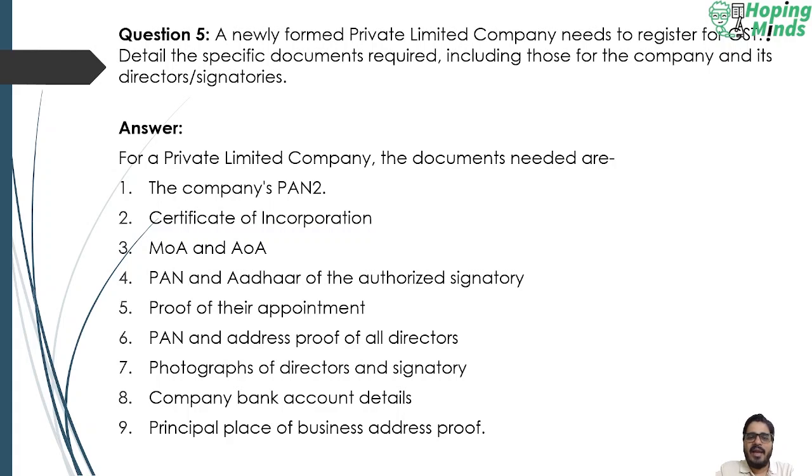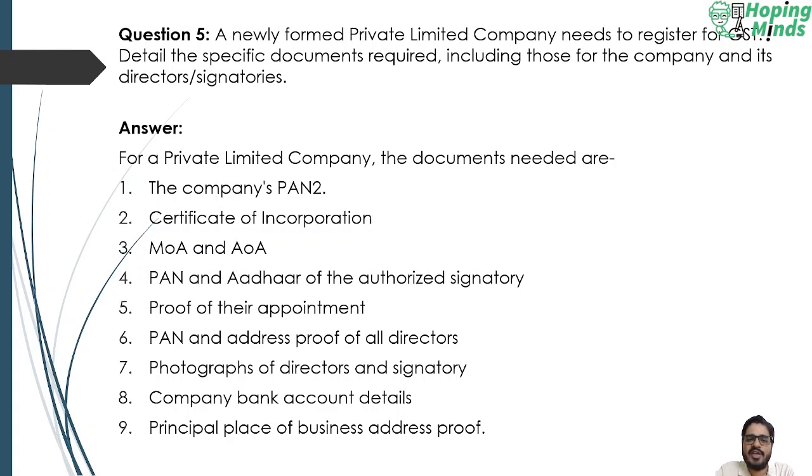Then PAN and Aadhaar of the authorized signatory, those who are authorized to apply for GST registration and submit the documents on behalf of the company. Then proof of their appointment like appointment letters and the master data as generated from the Ministry of Corporate Affairs official website. Then PAN and address proof of all the directors. Since directors are the office bearers, PAN and Aadhaar of all the directors are also required.